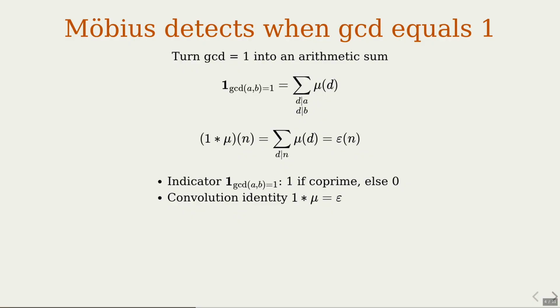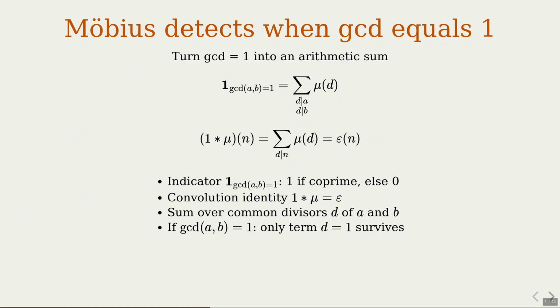But if the GCD is bigger than 1, the different mu values add up to 0, making the indicator vanish. The convolution identity is 1 times mu equals epsilon. Consider the sum over the common divisors d of a and b. If the greatest common divisor of a and b equals 1, then only the term where d equals 1 remains.